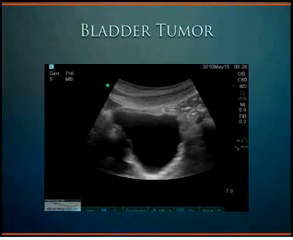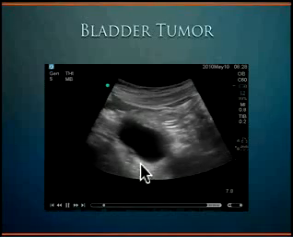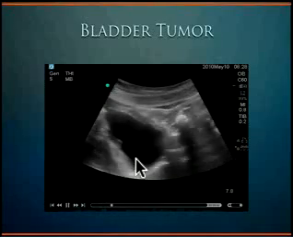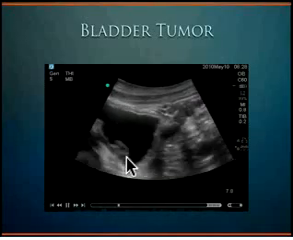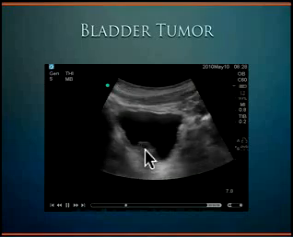Another example here of a bladder tumor. Along this posterior wall, as we fan through it, it connects right up here, this location where the arrow is.